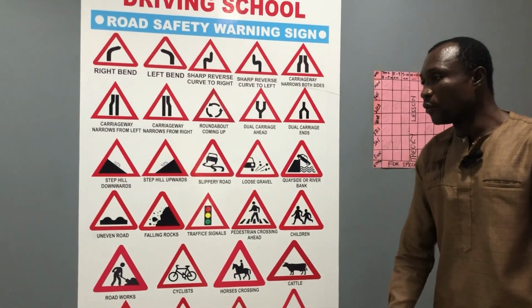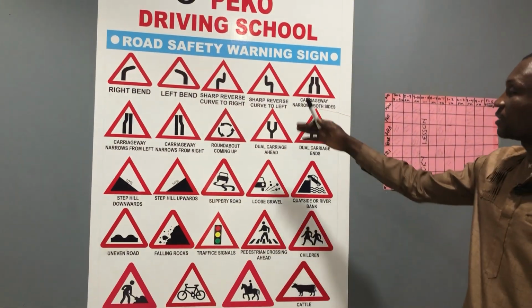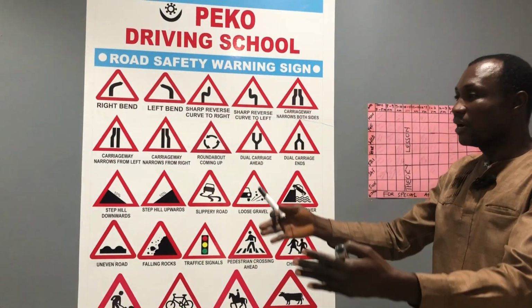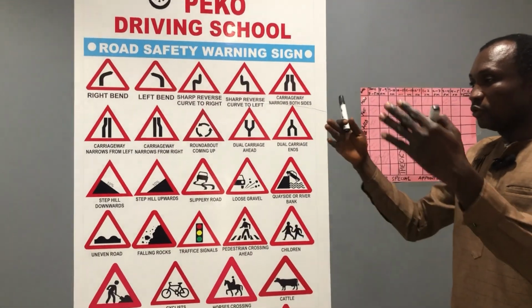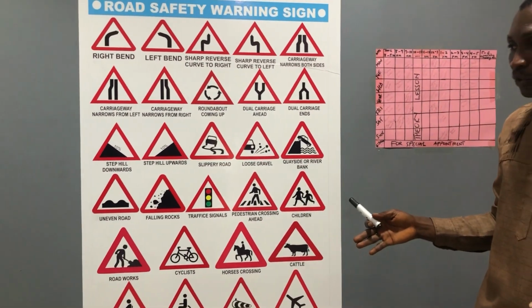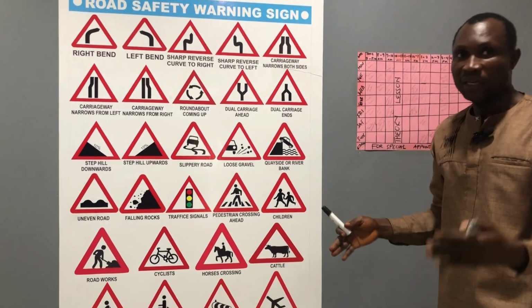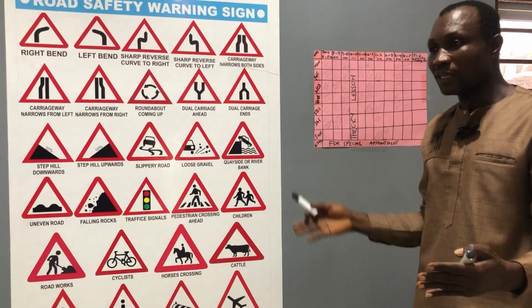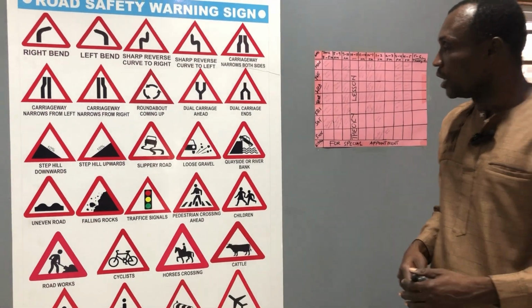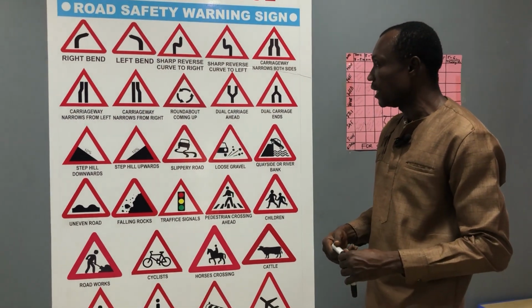In the dual carriageway road ahead, the sign sometimes warns us that there is a double road ahead of you, so you should slow down and then observe which direction you're supposed to go and which lane you're supposed to pick, either the inner lane or the outer lane or the center lane, if that dual carriageway road has multiple lanes.